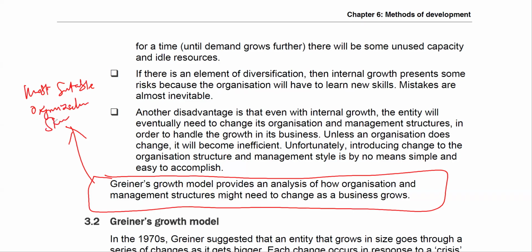Structure. So if you go to the exam, Greiner's growth model can be examined from 2 different perspectives. It can be examined from how the business needs to grow, when it needs to grow organically, with its own resources, or what organizational structure should be chosen at a particular point of growth, right? At a particular stage in the growth cycle of a company. Are we okay? So that is how it is.